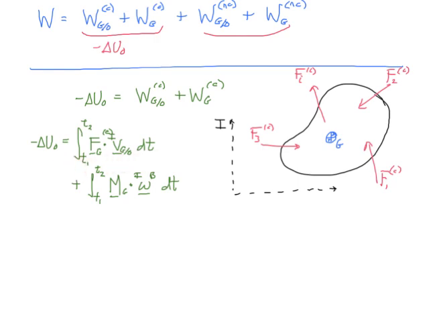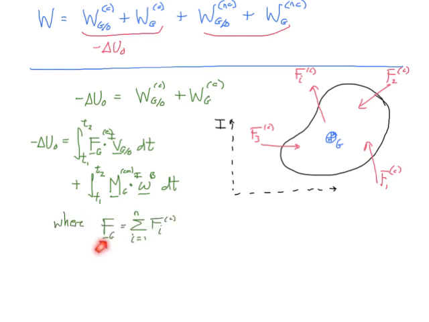And then we also have the rotational component, in which these conservative forces are creating a moment about the center of mass, and then we dot that with the angular velocity of the rigid body, in this expression for our total work done.